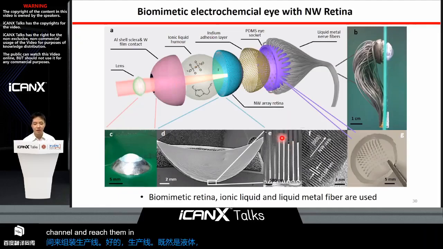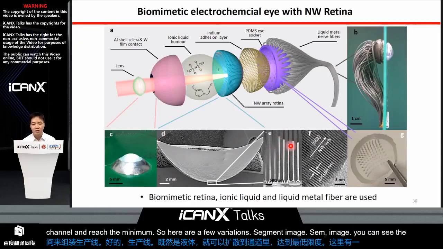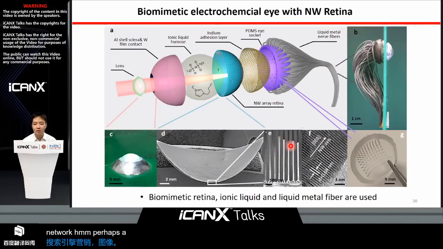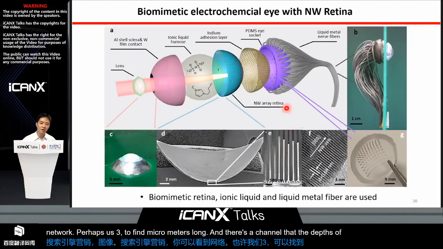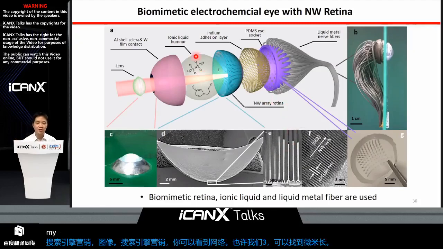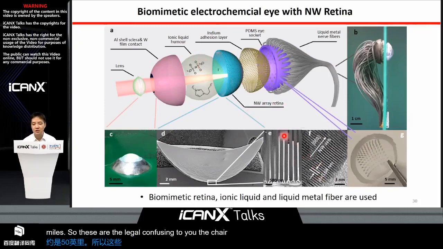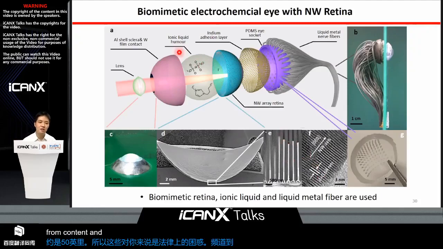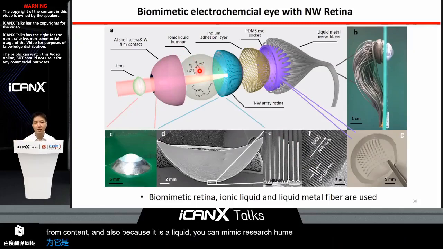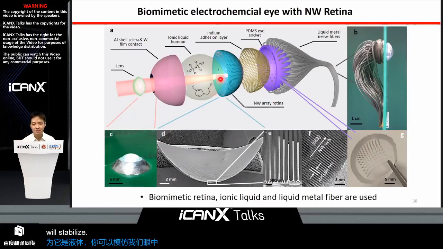Here, figure E shows a cross-sectional SEM image. You can see the nanowires are perhaps 3 to 5 micrometers long, and there's a channel over here. The depth of the channel is around 50 micrometers. So the liquid can diffuse into the channel and reach the top surface of the nanowire. With that, we form the front contact. And also because it is an ionic liquid, it mimics the vitreous humor inside our human eye as well, which provides pressure to stabilize the eyeball structure.